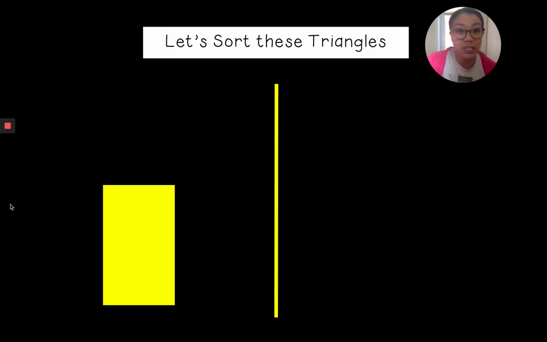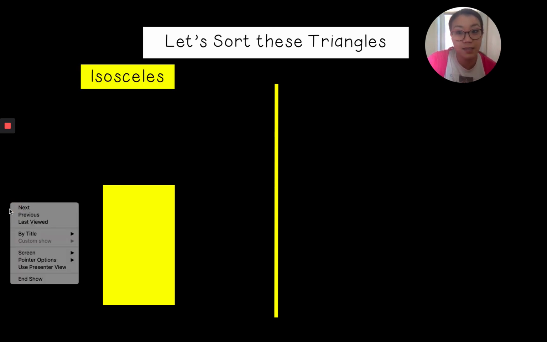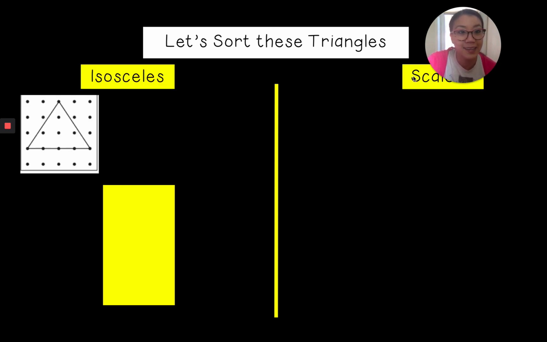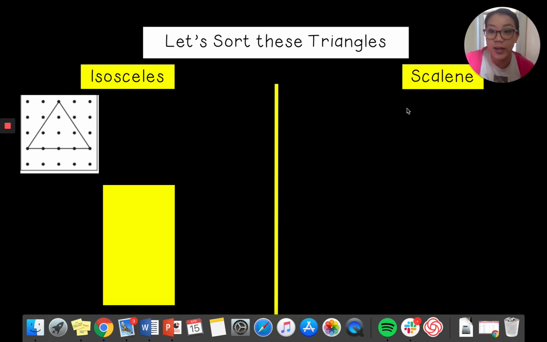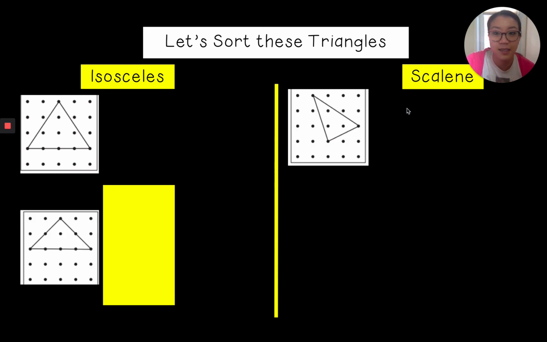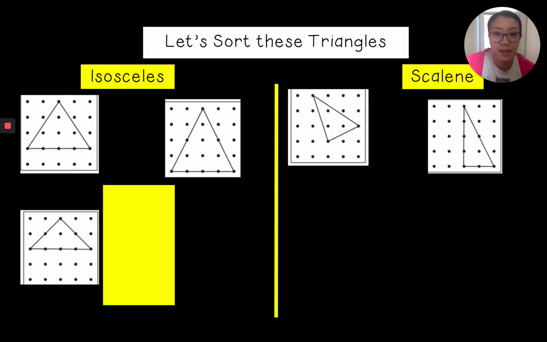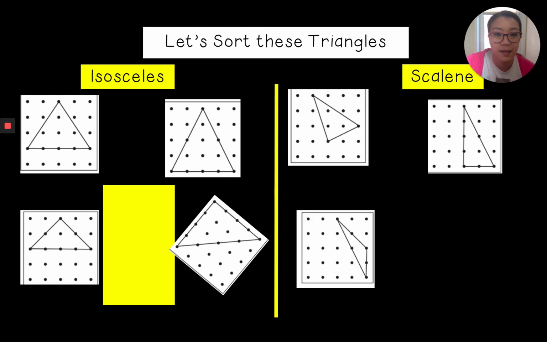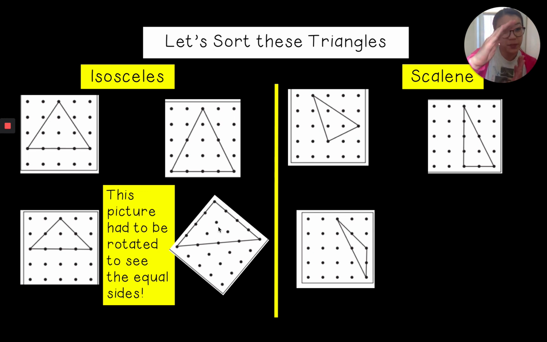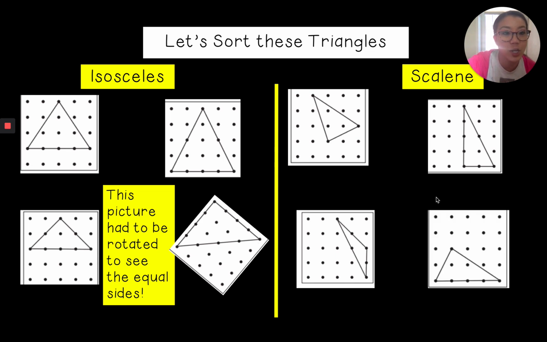So let's sort these triangles into isosceles and scalene, okay? So that first triangle, isosceles. Scalene. So this triangle has to be turned to the side because I want you to be able to see the equal sides. It's the sides on the top. And then the scalene triangles, as you can see, they all have different lengths.